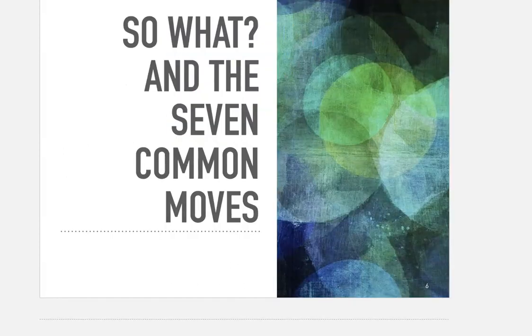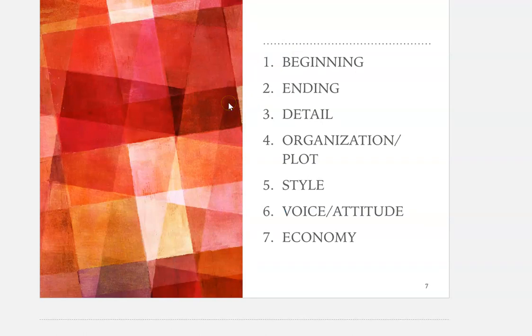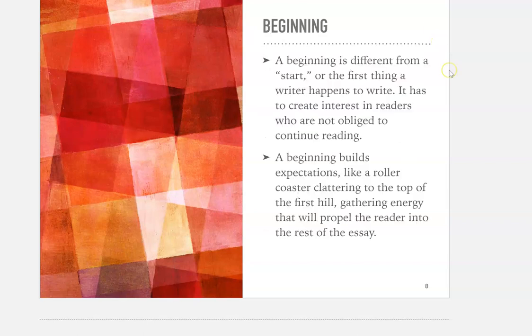So let's talk about this idea that every good writer has 7 common moves that they use to be successful, to make a successful essay. Every piece of good writing has a beginning, it has an ending, detail, organization and plot, style, voice and attitude, and economy. And we're going to look at each of these individually. Your handout on mastering essay elements has these next few slides in condensed form, if you want to follow along.